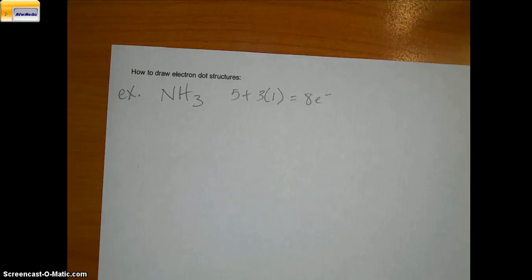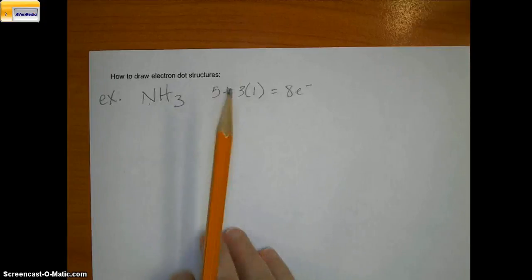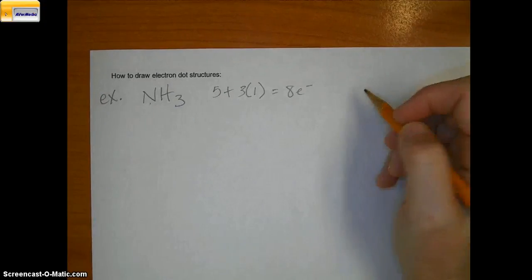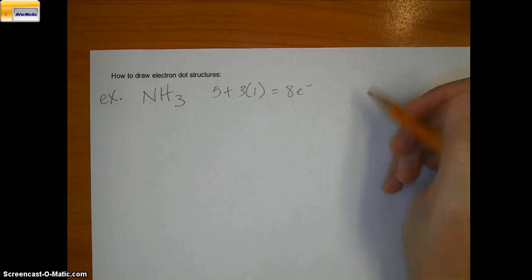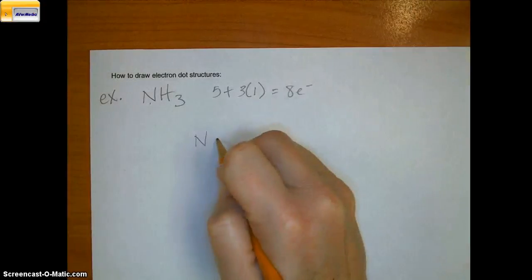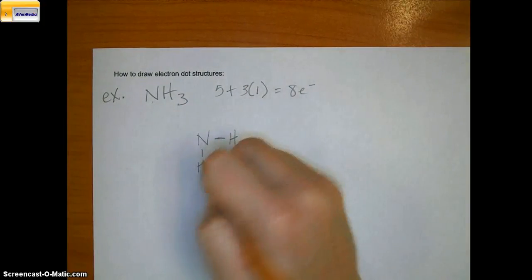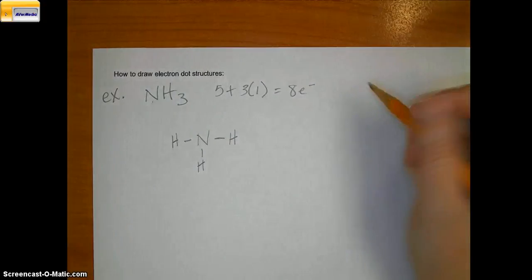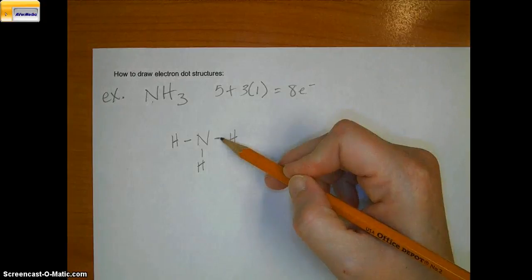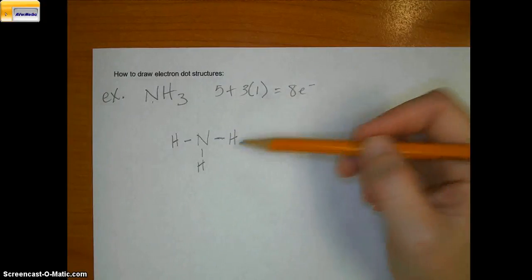Okay, the next thing we're going to do is determine which one's in the middle. We said it can't be H, so in this case it's N, and then we're going to attach those hydrogens with single bonds. A single bond is a bond that has 2 electrons being shared. So we're going to draw our N, and then we represent a single bond with 1 dash. We're going to bond our 3 hydrogens to the nitrogen with single bonds, and that dash represents 2 shared electrons. Okay. And then we want to look at the outer atoms.